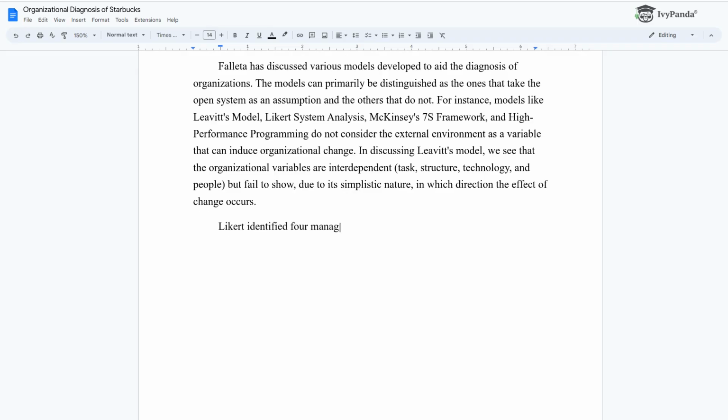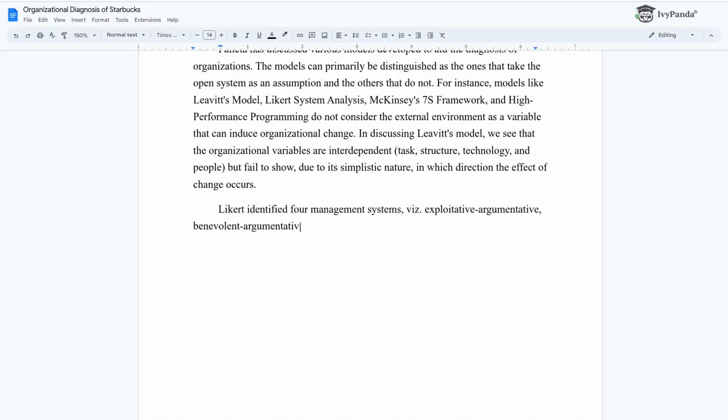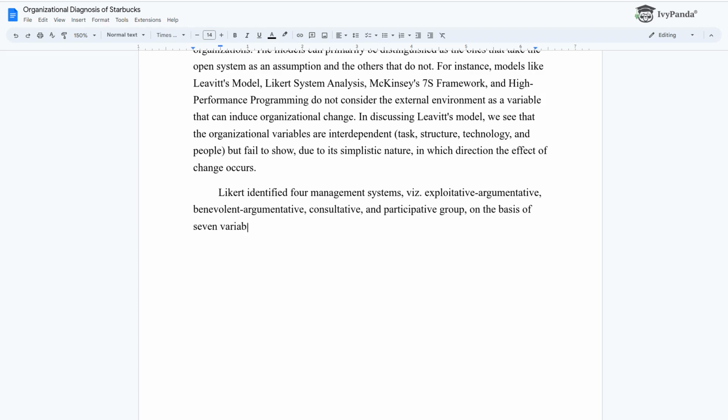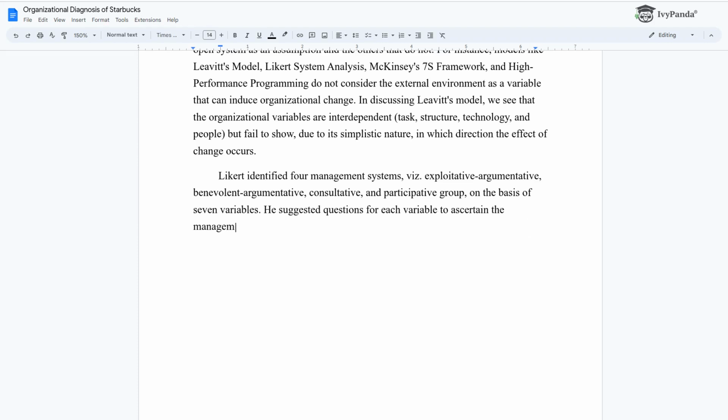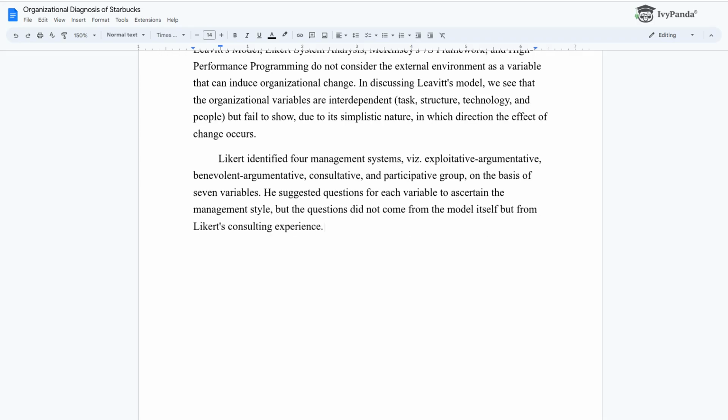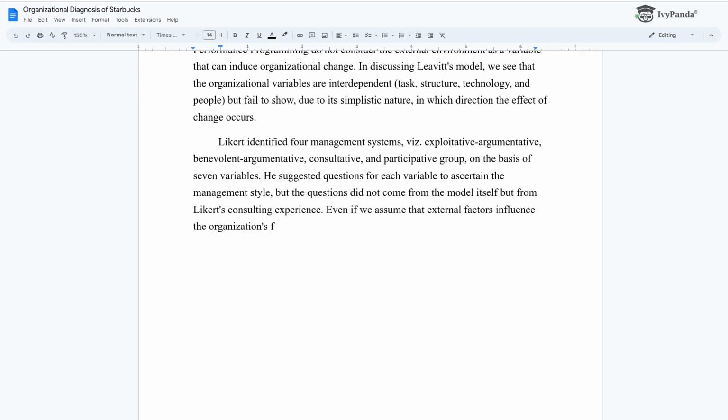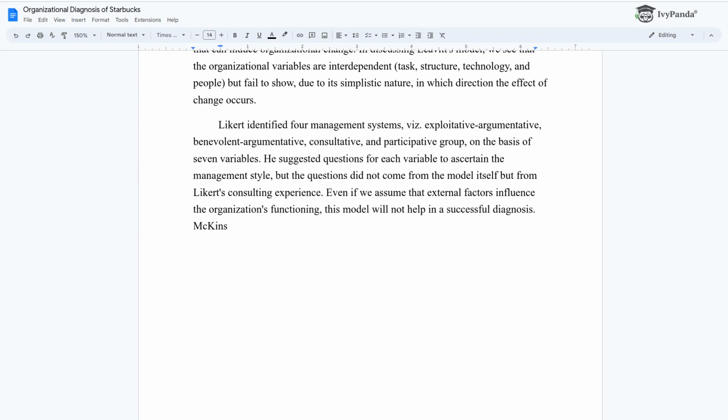Likert identified 4 management systems, viz. exploitative authoritative, benevolent authoritative, consultative, and participative group, on the basis of 7 variables. He suggested questions for each variable to ascertain the management style, but the questions did not come from the model itself but from Likert's consulting experience. Even if we assume that external factors influence the organization's functioning, this model will not help in a successful diagnosis.